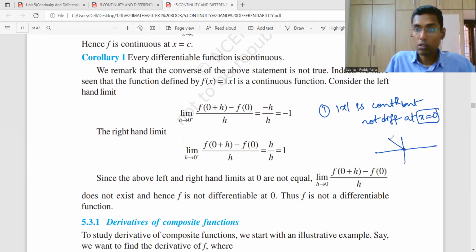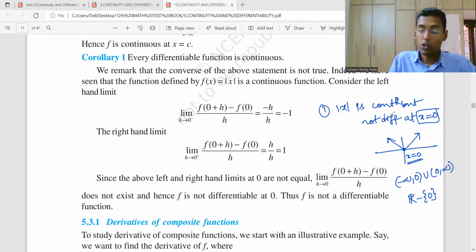Otherwise it is differentiable. It's differentiable at 1, 2, 3. That means it's differentiable from minus infinity to 0, union 0 to infinity. That means all real numbers except 0. So mod x is a continuous function but not a differentiable function, because at 0 it is not differentiable.